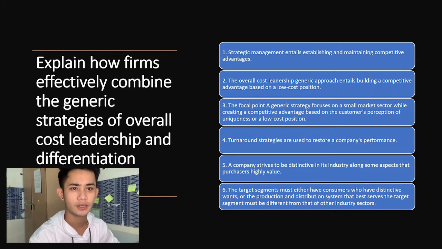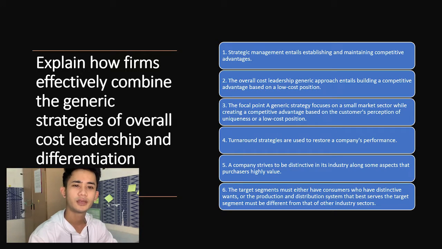Hi, my name is Joenerry Jalal, and I'm going to explain how firms effectively combine the generic strategies of overall cost leadership and differentiation. Strategic management entails establishing and maintaining competitive advantages.